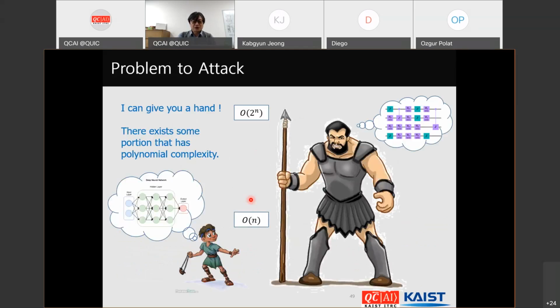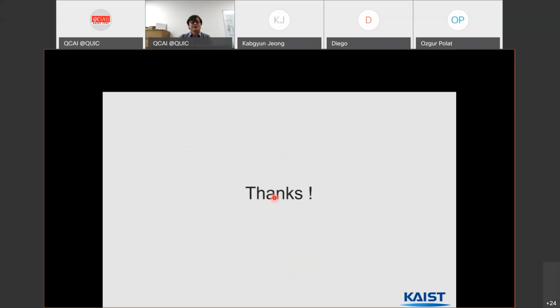So if I answer all the discussion that is here, we were questioned whether we can fix the problems of this big guy, but this David can say, I can give you a hand, because there is some portion that has a polynomial complexity in the error characteristics. This is what we meditate on at the moment with our current result. So my presentation ends here.